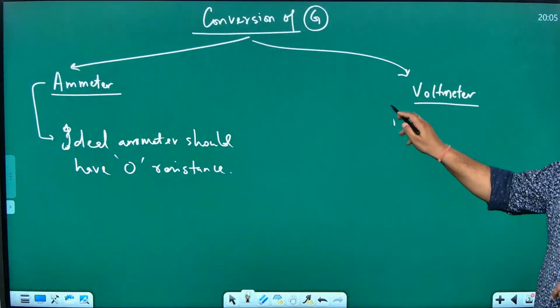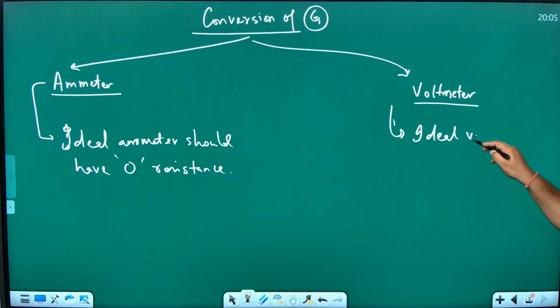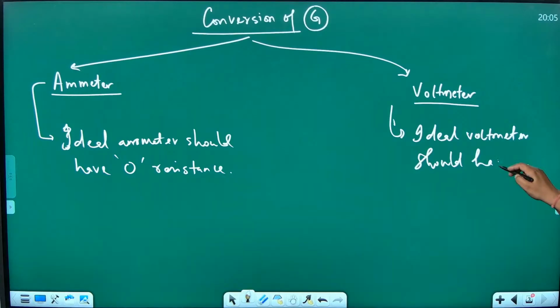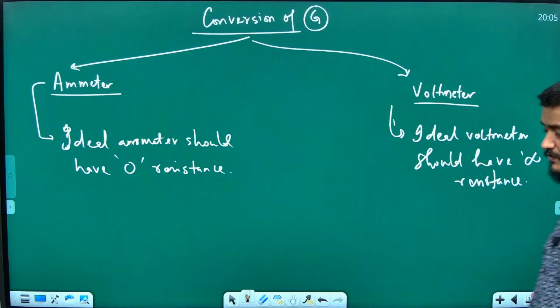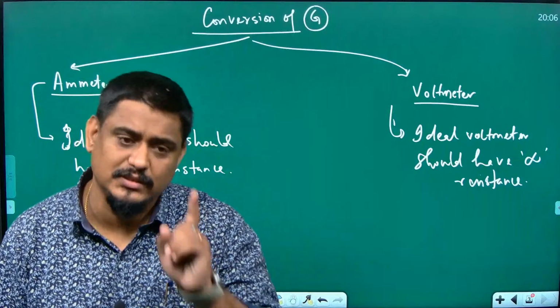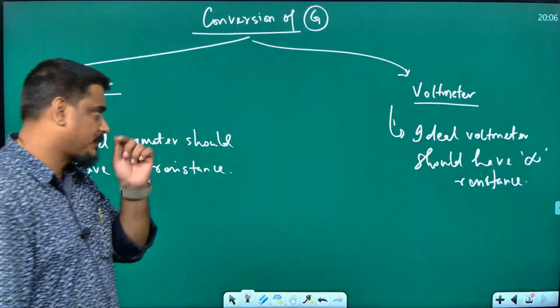So if a question is coming, an ideal voltmeter should have how much resistance? What is the answer? Infinite. So an ideal voltmeter should have infinite resistance. This question has come in the board exam also. An ideal ammeter should have how much resistance? Voltmeter, infinite; ammeter, 0.